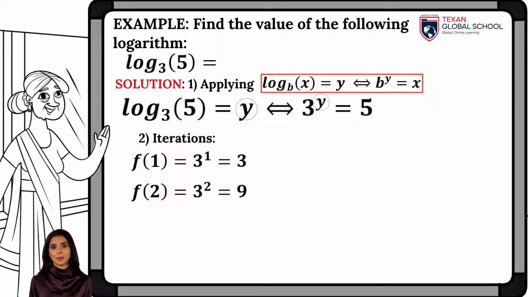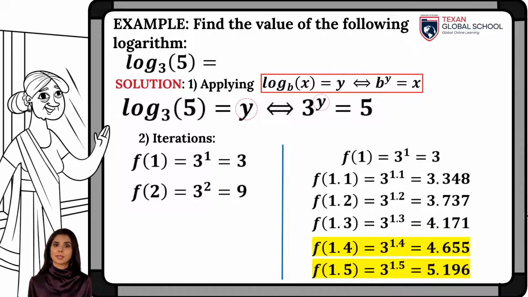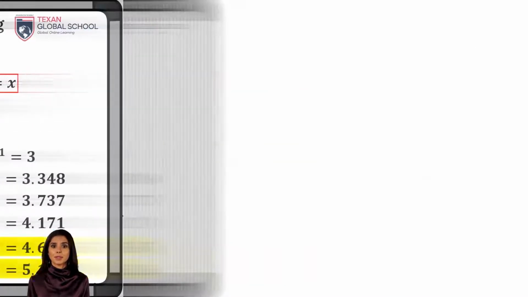3 to the first power is 3. Then, 3 squared is 9. This means that the value of the exponent is between 1 and 2. So, propose values of exponents from 1.1 to 1.5. We can see that raising 3 to the power of 1.4 results in 4.655. Raising 3 to the power of 1.5 results in 5.196. Meaning that we are approaching the value of the exponent that, raising 3, results in 5.